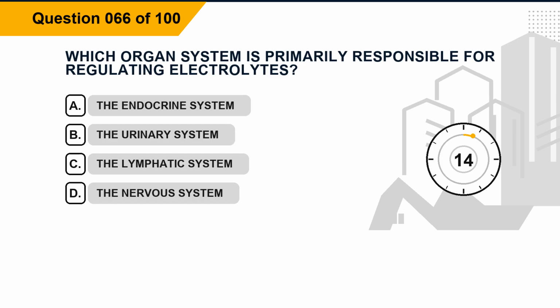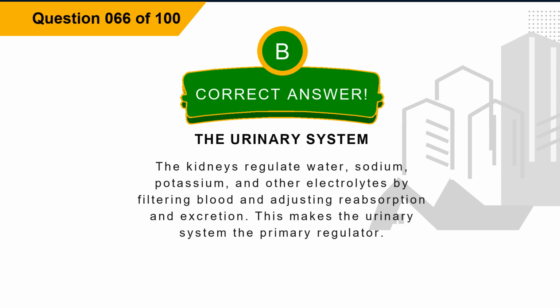Question 66. Which organ system is primarily responsible for regulating electrolytes? Option A, the endocrine system. Option B, the urinary system. Option C, the lymphatic system. Option D, the nervous system. The correct answer is option B, the urinary system. Explanation. The kidneys regulate water, sodium, potassium, and other electrolytes by filtering blood and adjusting reabsorption and excretion. This makes the urinary system the primary regulator.